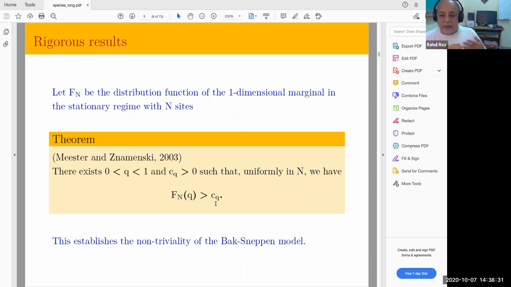In other words, this Bak-Sneppen is indeed a non-trivial model, unlike the first trivial model which I described, where everything was converging in distribution to 1. Here it doesn't. So, although this doesn't say that there is an f_c, it says that yes, there is something non-trivial happening in this model.